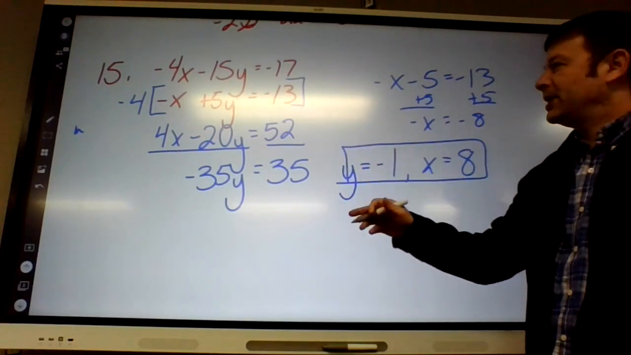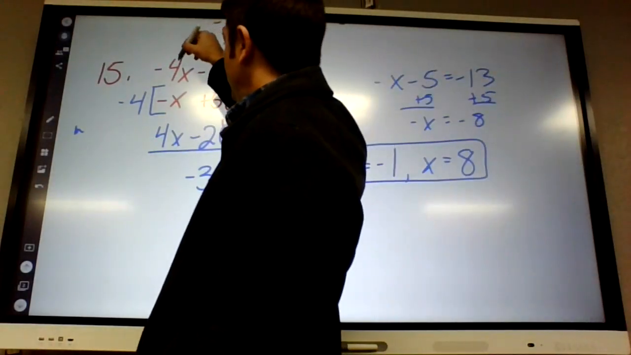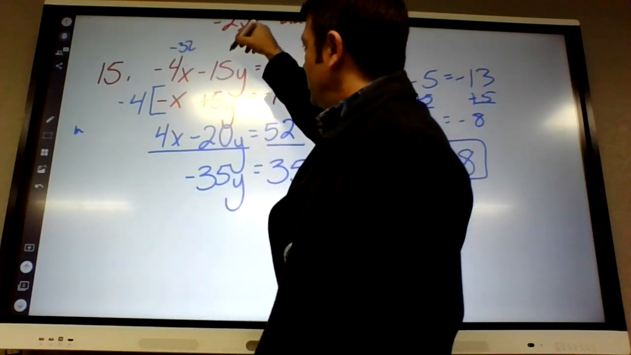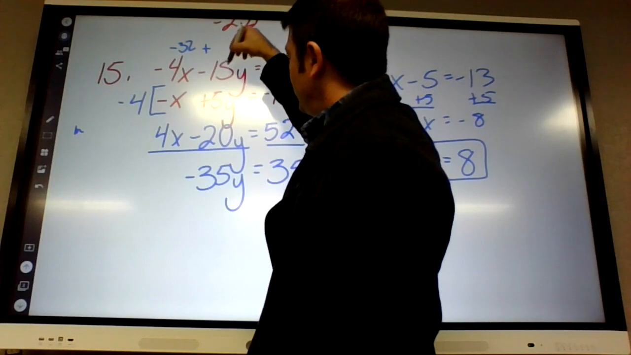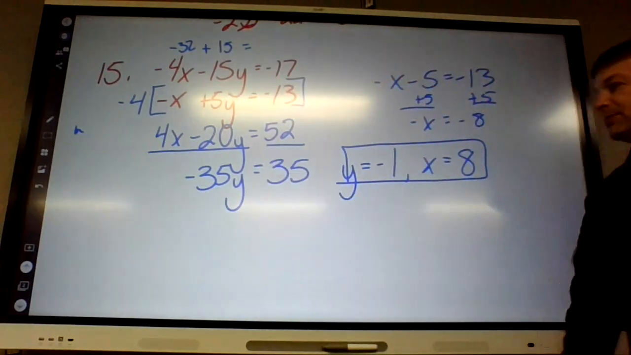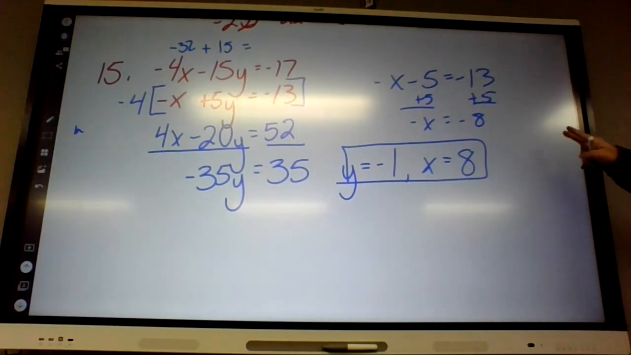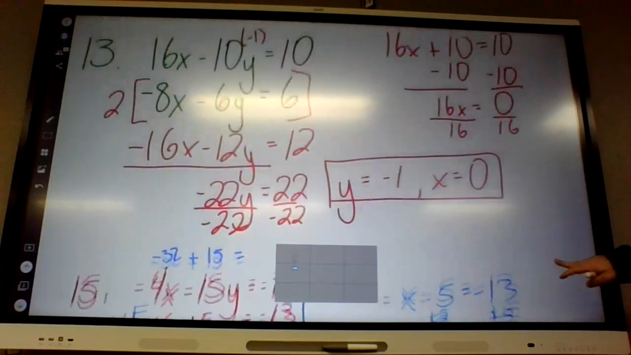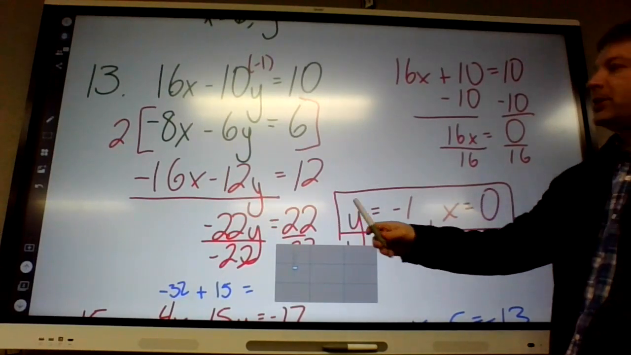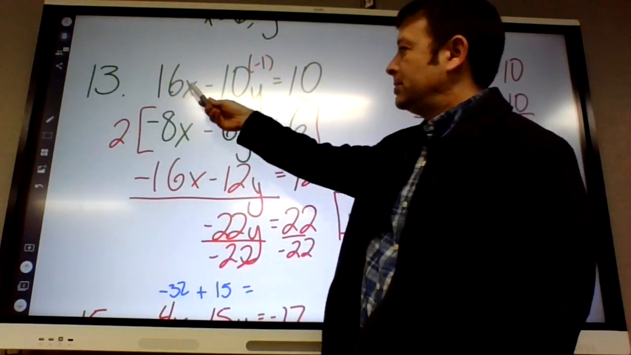Let's see if 8, negative 1 works in this one. If I put an 8 right there, negative 4 times 8, negative 1 right there. Negative 15 times negative 1 plus 15. That does that. Negative 17. Okay. There's 13. Multiply the bottom line times 2 to get rid of the x's.